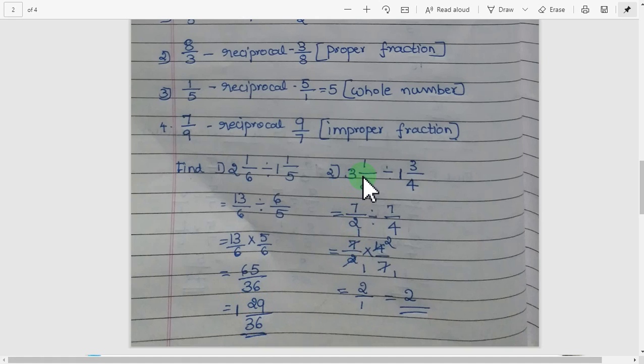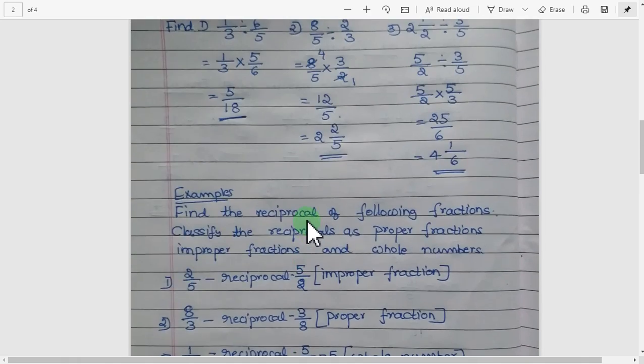Mixed fraction. Second sum: 3 1 by 2 divided by 1 3 by 4. Converting the mixed fractions into improper fractions, then changing division into multiplication and taking the reciprocal of this, 4 by 7. Now here division is possible. 2 ones are 2, 2 twos are 4. Again this way also possible. 7 ones are 7, 7 ones are 7. Remaining numbers multiply. 2 ones are 2 divided by 1 into 1 is 1. 2 by 1 is 2.